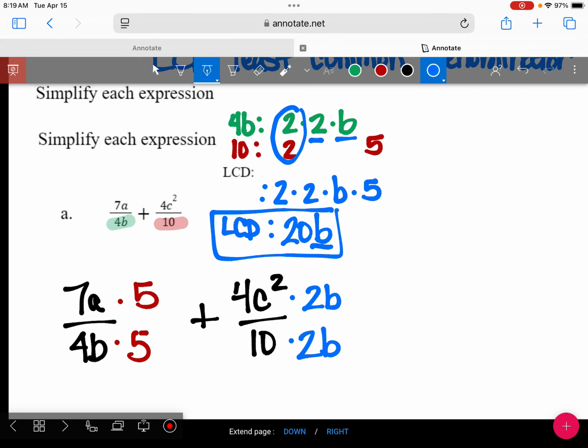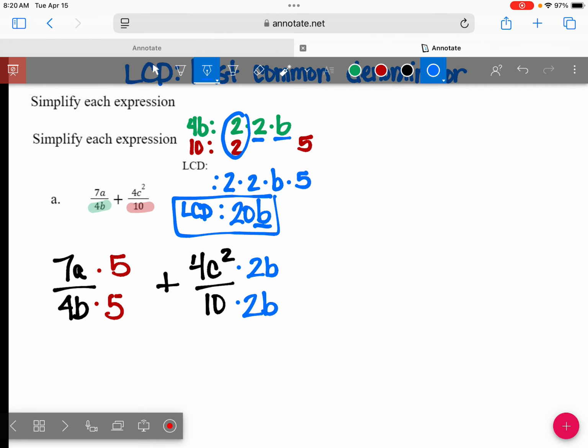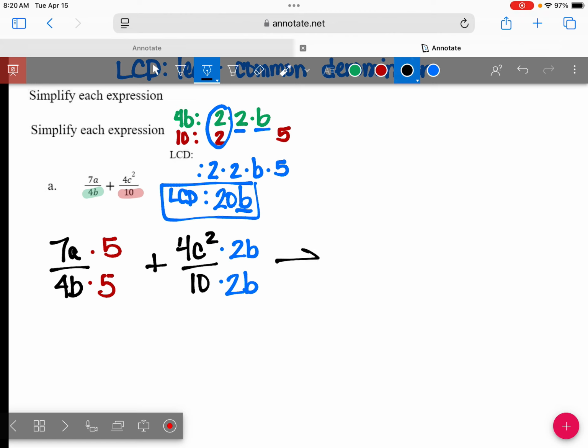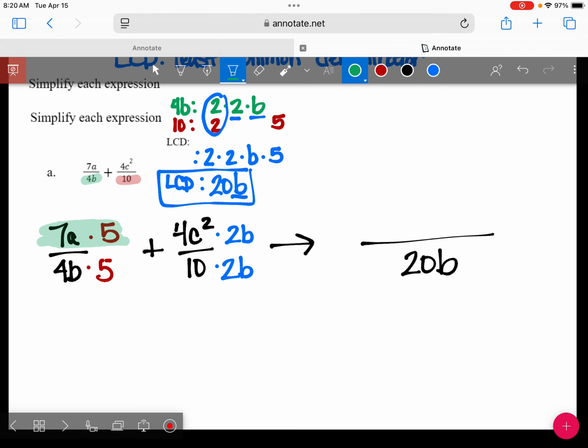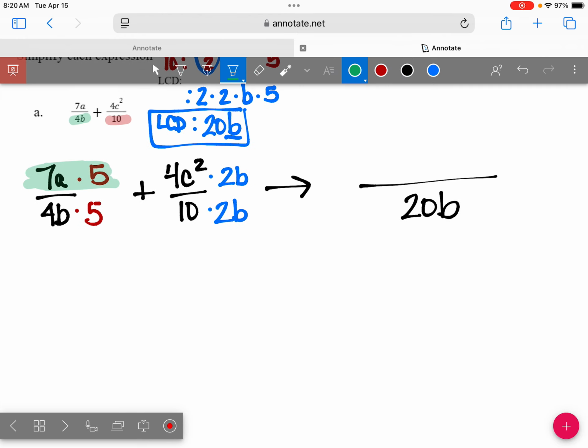Can you click that for me? All right, so now let's go ahead. Our fraction has our denominator, 20b. Now let's go across. We have to multiply this together. What is 7a times 5? What do you think 7a times 5 is going to give you? 7 times 5 is what? 35, yep. So 7a times 5 is 35a.